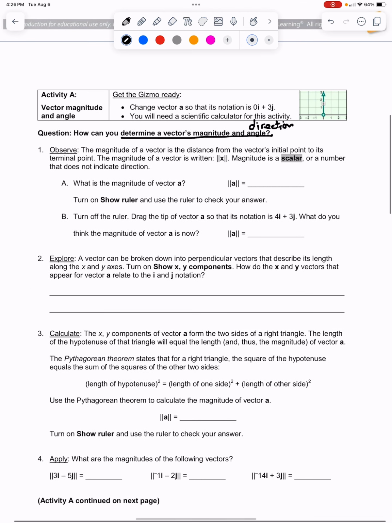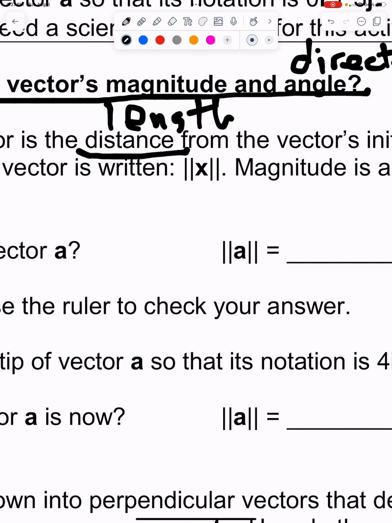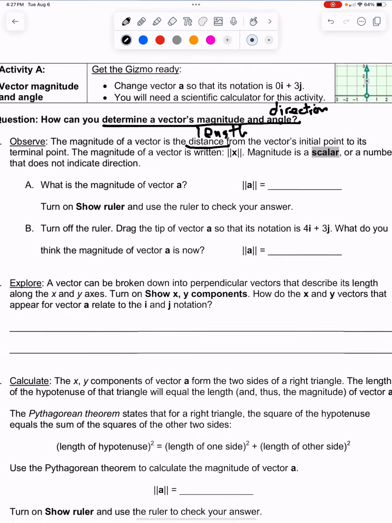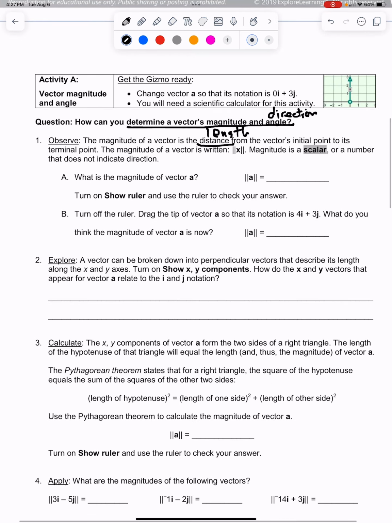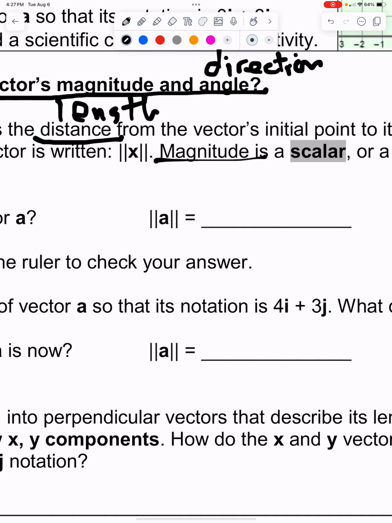Observe the magnitude of the vector. The magnitude of the vector is the distance. It's the length of the vector. So it's the distance from the vector's initial point to its terminal point. In other words, it's the length of the vector. The magnitude is written with what look to be double absolute value bars. The magnitude is a scalar, or a number that does not indicate direction. Remember, magnitude means amount or quantity.